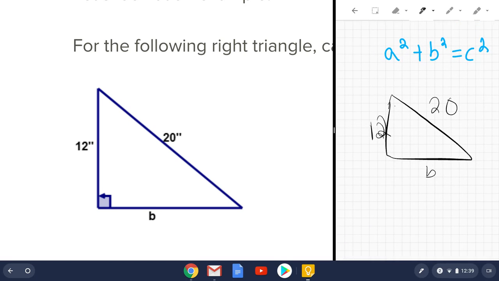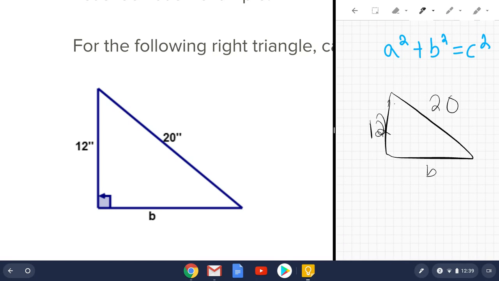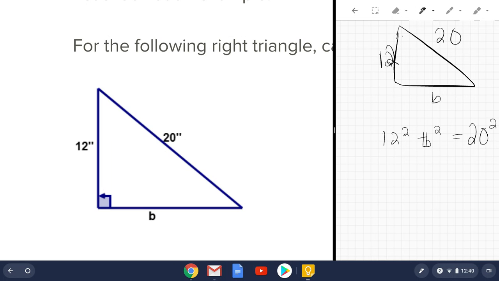We can do some reverse algebra here. So we know that A is 12 squared. We know that B is B squared, and we know that C equals 20 squared, right? Let's look here. Use your calculator for this. What is 12 squared? 12 squared is 144, plus B squared equals, and what's 20 squared? What is 20 times 20? Pause the video here.